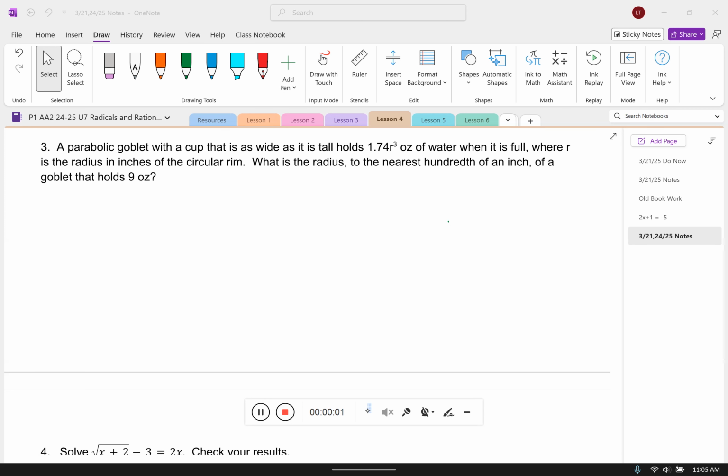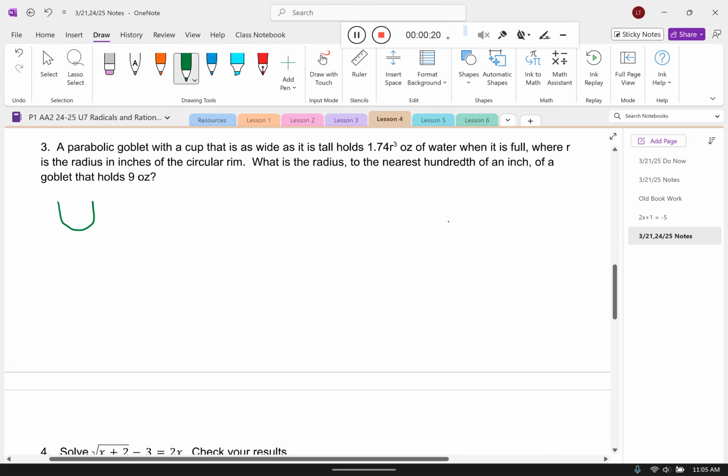In problem 3, we are told that a parabolic goblet with a cup that is as wide as it is tall holds 1.74 r cubed ounces of water when it is full, where r is the radius in inches of the circular rim. So if we picture this goblet like a wine glass, basically, we have this parabolic shape, and we're told that this radius is r in this formula. So we are also told that the volume is 1.74 r cubed.